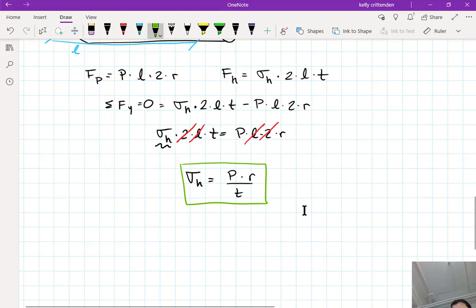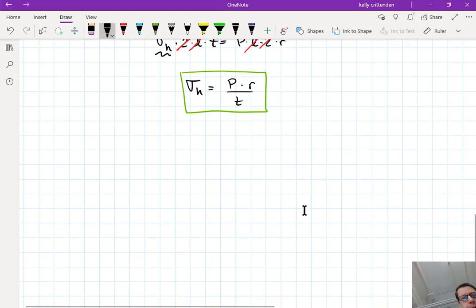So this might show up in some problem like, let's see, we have an example. We have a structural steel pressure vessel.